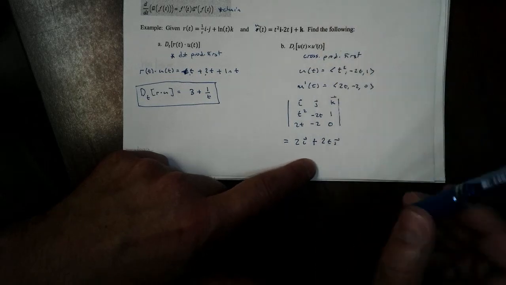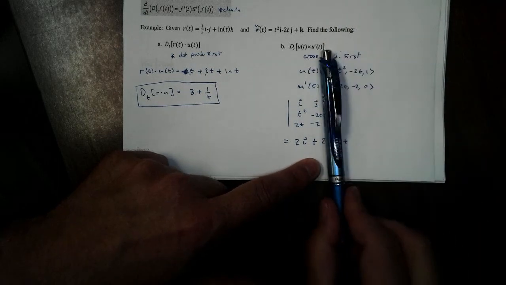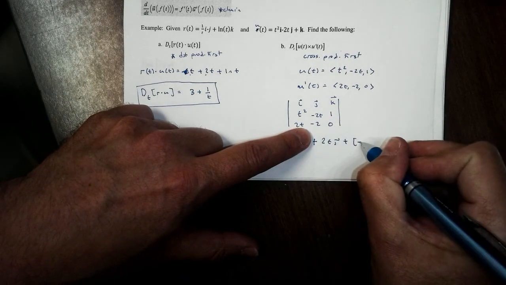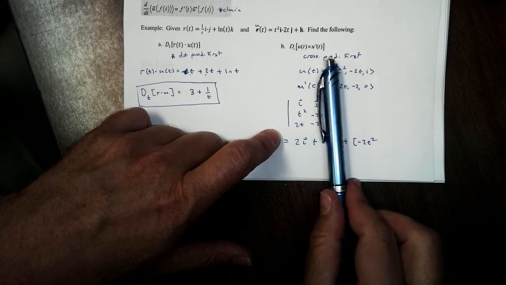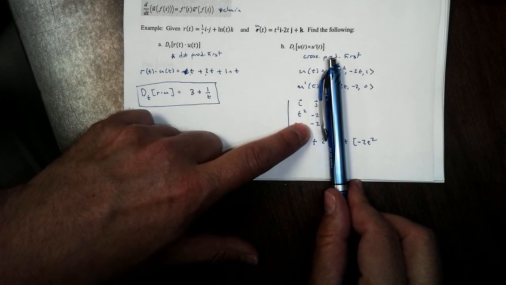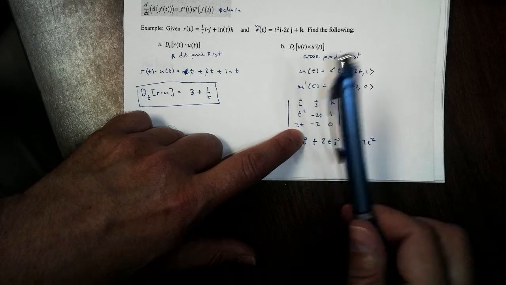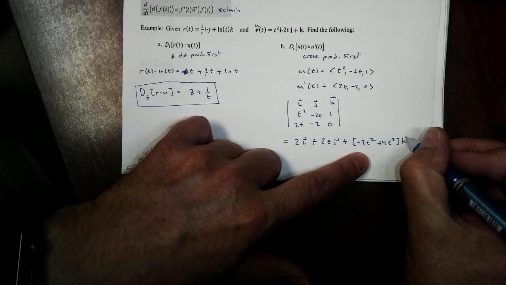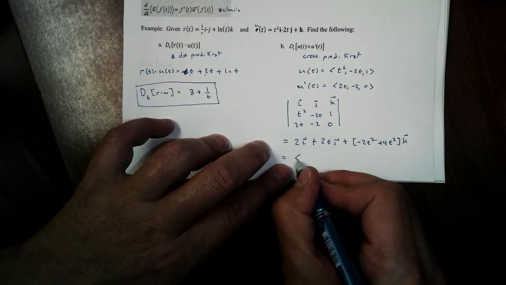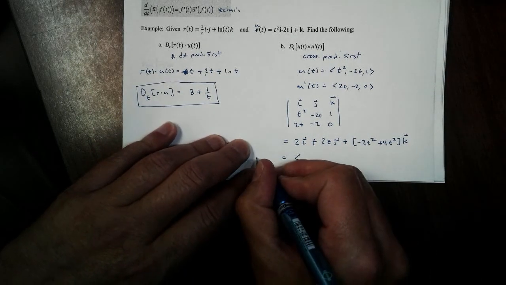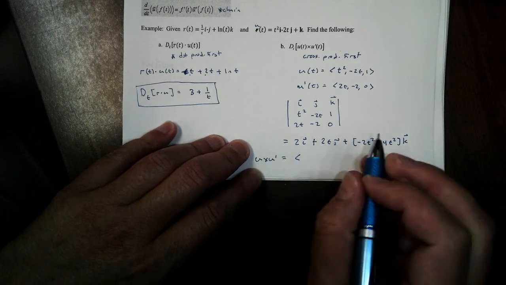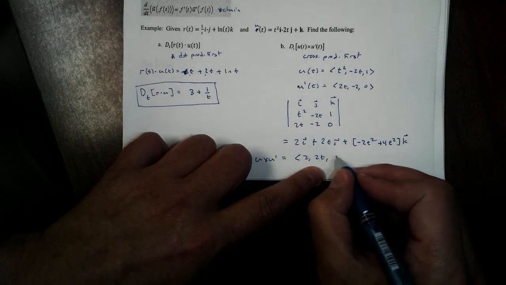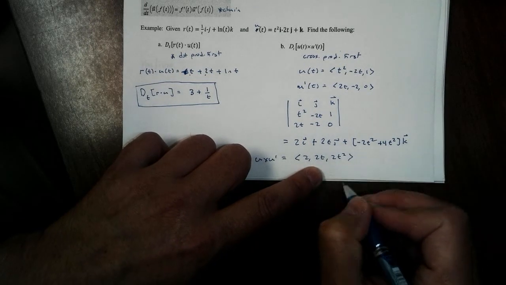And keep going, plus, for the k's, this is a little bit uglier, we get negative 2t squared plus 4t squared. Okay, so if you want to write that, I like to write in chevron form. Remember, this is u cross u prime, so we're going to get 2, 2t, and that becomes 2t squared.